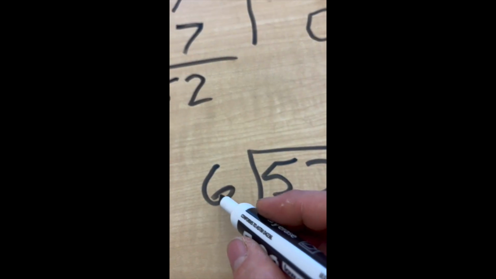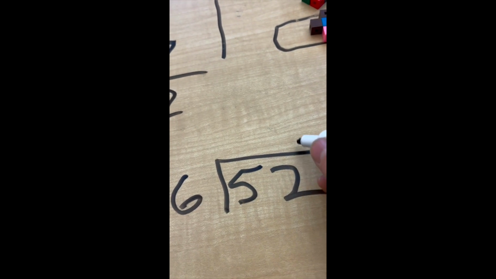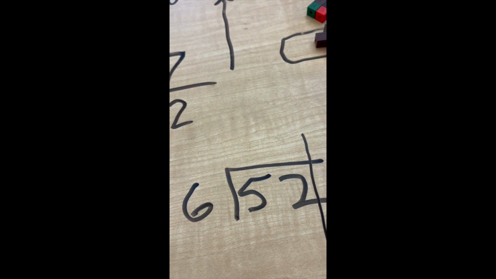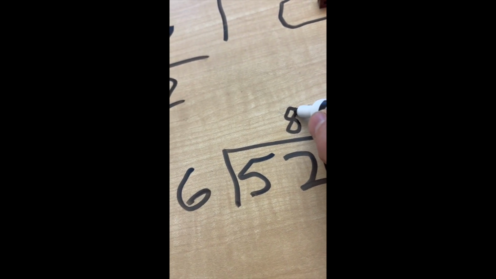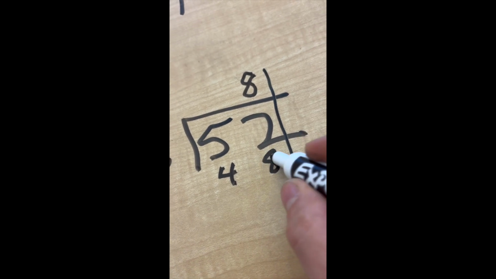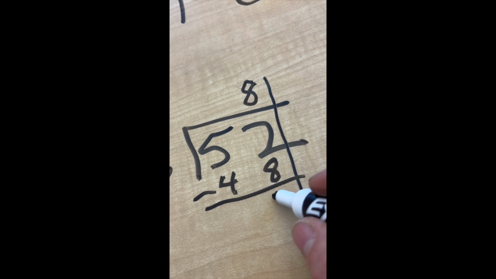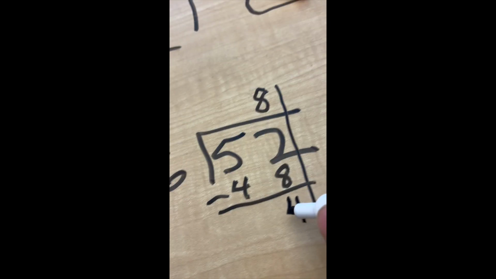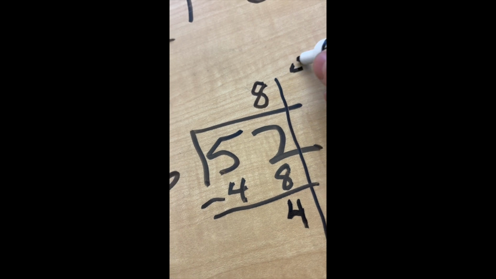All right, so can we get a 6 out of 5? No. How about a 6 out of 52? Yeah. Okay, how many? 8. And 8 times 6 is 48? Yep. Okay, and we subtract and we get how much? 4? Yes. So we've got 8 and 4.